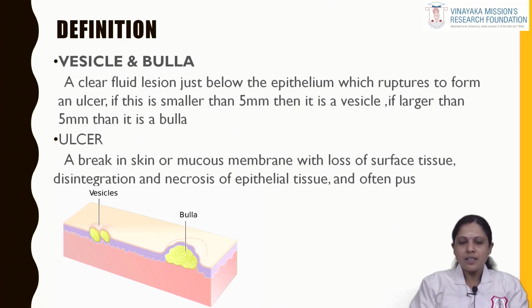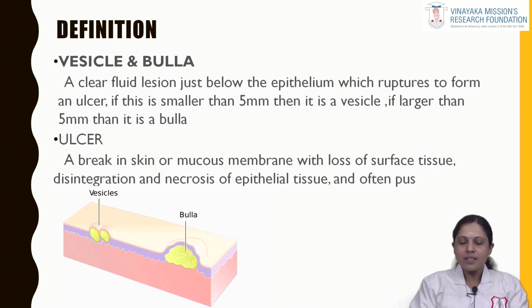A vesicle is a clear fluid-filled lesion present below the epithelium or between the epithelium and connective tissue, which ruptures to form an ulcer. When the fluid-filled lesion is less than 5 mm, it is known as a vesicle. If it is larger than 5 mm, it is known as a bulla.